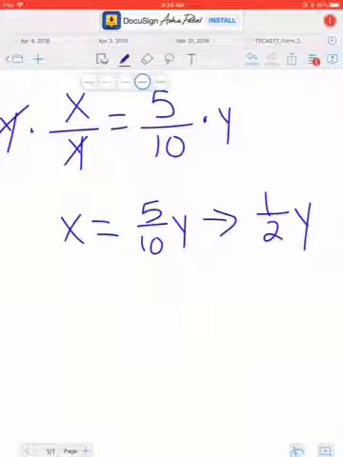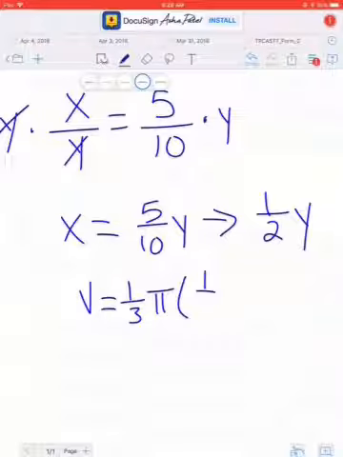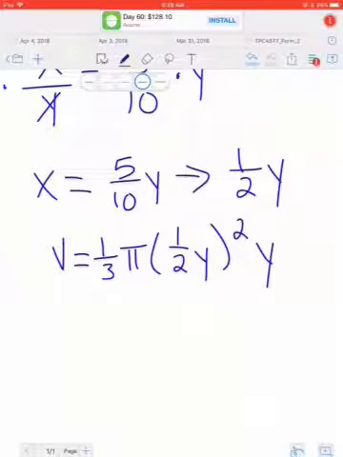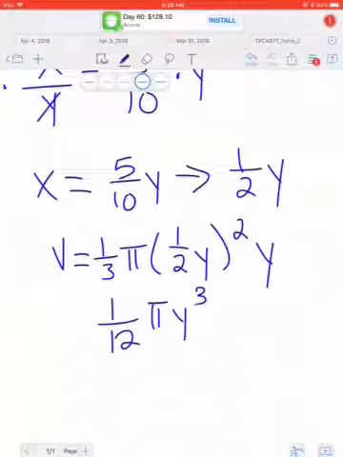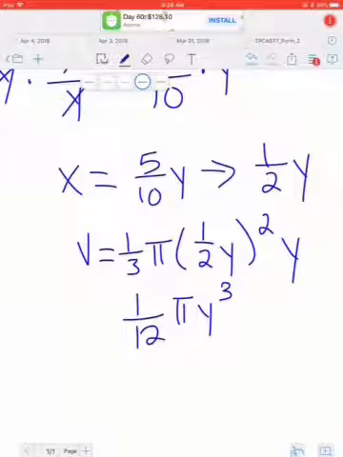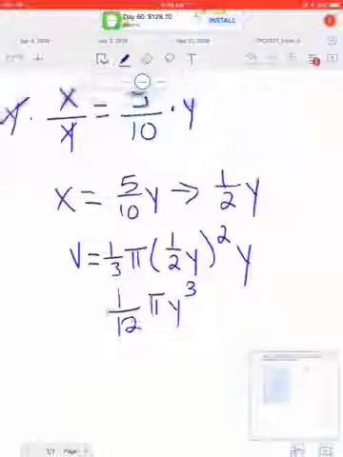So you're going to have V equals 1/3 pi times (1/2 y) squared times y. And then when you solve that and distribute in the 2, you're going to end up with 1/12 pi y cubed. I got the 1/12 because when you distribute it in, you're going to get 1/4 y squared. So 1/3 times 1/4 gives you 1/12.